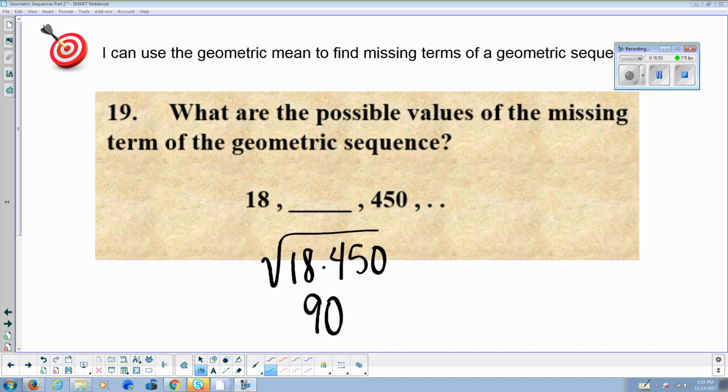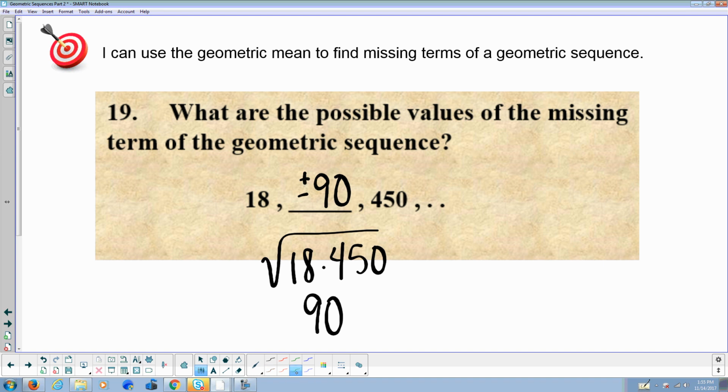So when we calculate this geometric mean, we should get 90, but please remember that it's always going to be a plus or minus, because the terms of the sequence, if r is positive, they're all going to stay the same sign. So it would be positive 18, positive 90, positive 450. Or if r were negative, you would have positive, negative, positive. So be sure that you think about the fact that when you find geometric means, we're always going to get this plus or minus.